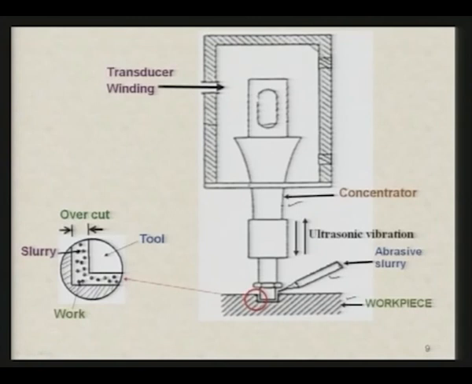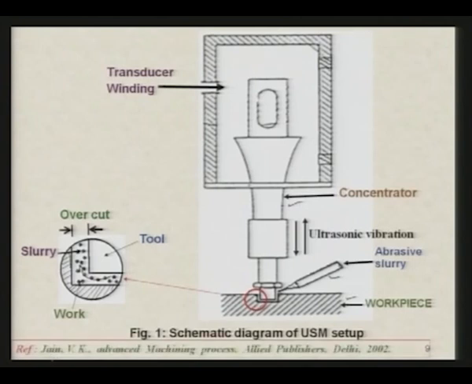Now, this overcut is created because the slurry has to go out from here. So additional material is removed because of the action between the abrasive particles and the side surface of the workpiece, as well as some material is removed from the tool also. So due to this you will find that the material is removed continuously from the workpiece, and thousands of very fine craters are created on the workpiece. So they produce an approximate replica of the tool on the workpiece, and this figure has been taken from the book on advanced machining processes published by Allied Publishers.